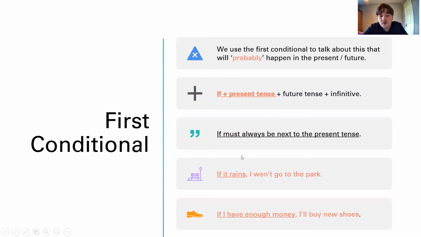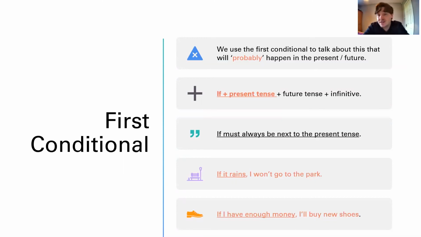For example, if it rains, I won't go to the park. Okay, I look up at the sky, I see dark clouds, and I think, if it rains, I won't go to the park. There's a good possibility that it rains. Now I can also move it to the end. I can say, I won't go to the park if it rains. Fine.